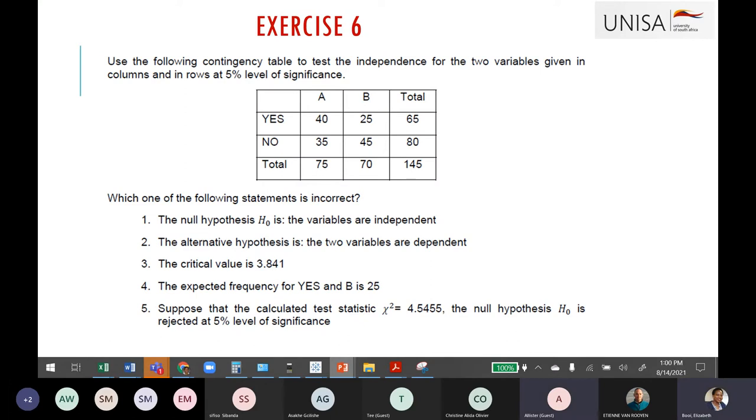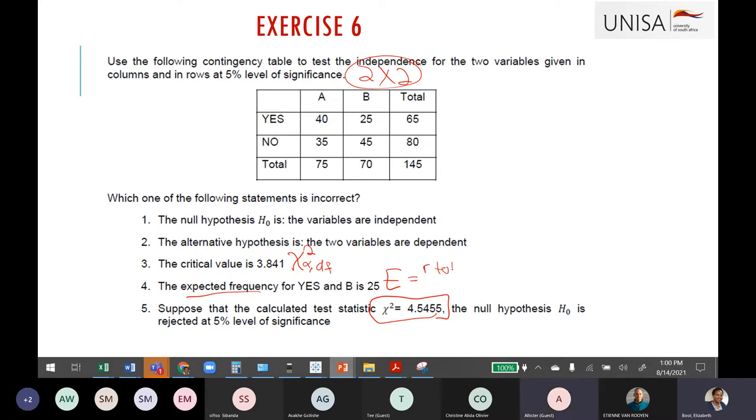Here you have a 2x2 contingency table. You need to check the hypothesis testing, find the critical value, calculate the expected value for yes and B, and given the test statistic. So you don't even have to calculate any test statistic anyway. It should be quick. So find the expected value. I forgot to write the formula here.